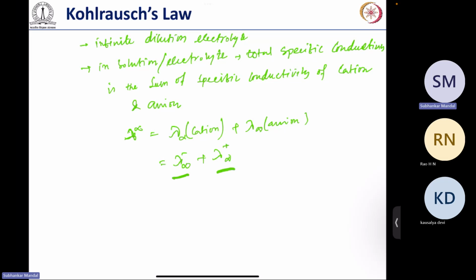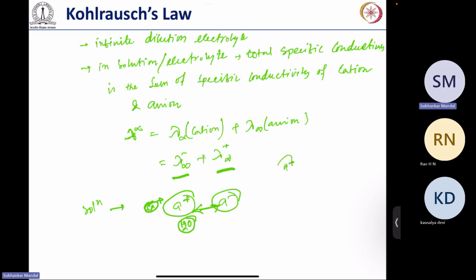But if you see in the solution, as I have also discussed in the previous problem, between cation and anion there is some interaction. Due to the electrostatic interaction, and due to hydrolysis, whatever conductivity value there is will be lower. But in infinite dilution, it is like a gaseous state, meaning there is no such interaction between cation and anion.